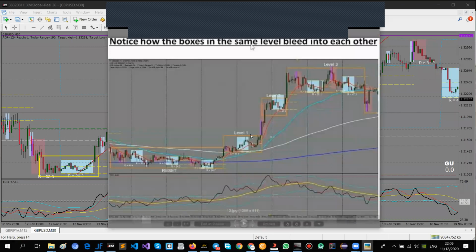So let's count our Asian boxes. The first Asian box, we see that we have our first Asian box here, and that's our first level. Our second Asian box, and that's our second level. Then we have the third Asian box, and that's our third level. So we have three Asian boxes.